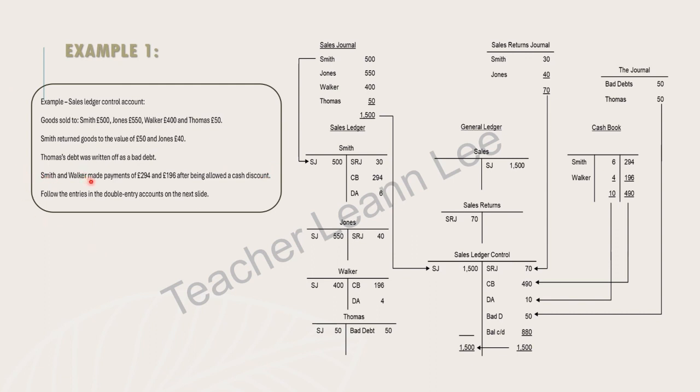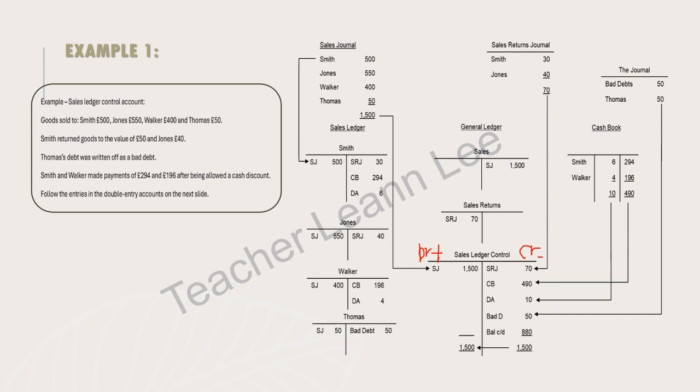Smith and Walker made payments of 294 and 196, the rest being claimed as discount allowed, a cash discount. Following are the entries for the double entry here. So first thing, when I prepare my sales ledger control account, it is in a normal T format. Debit will be plus, same as my trade receivables; credit will be minus. The double entry will be the same.